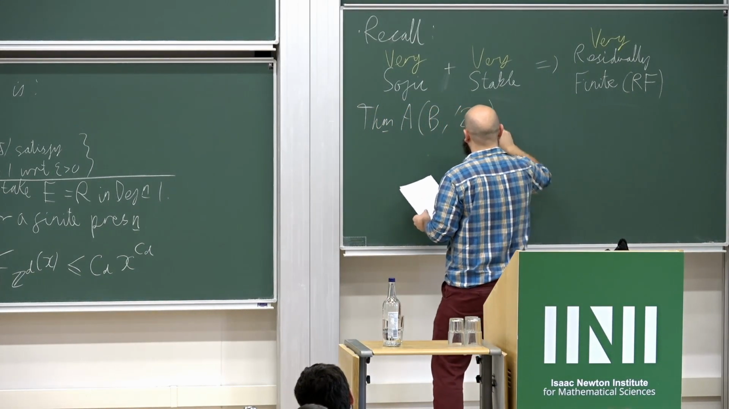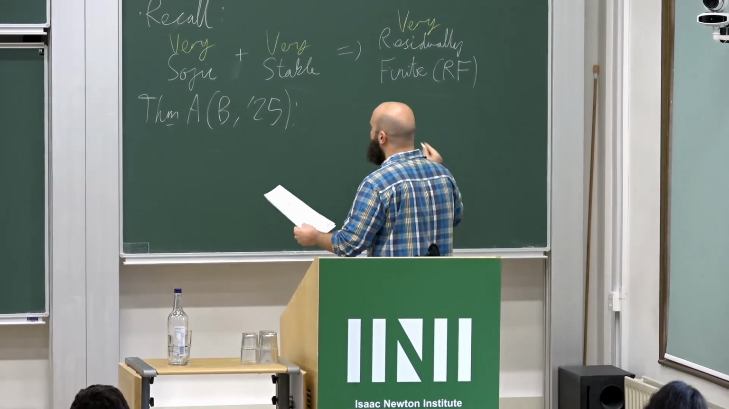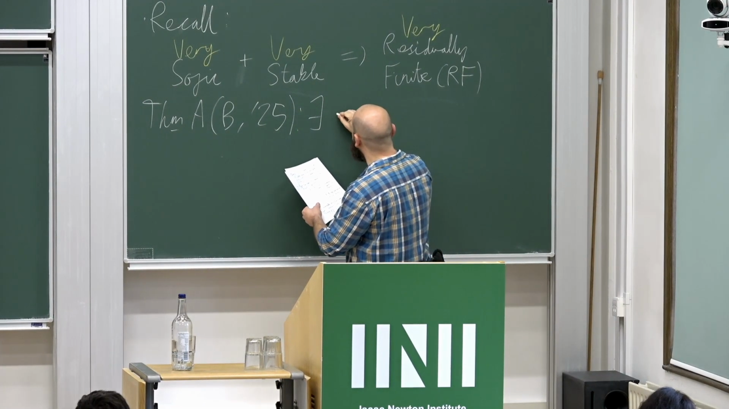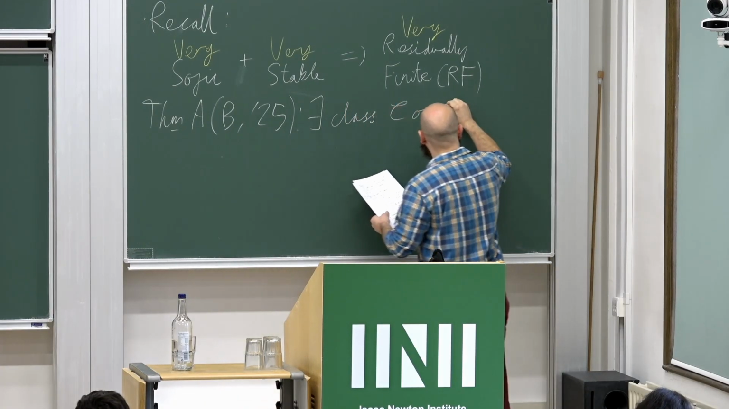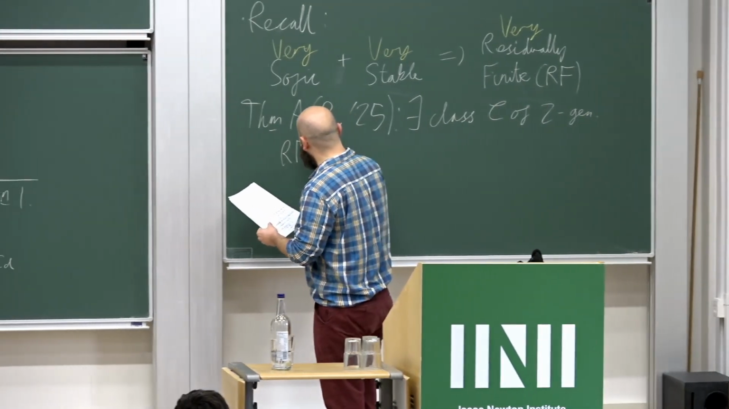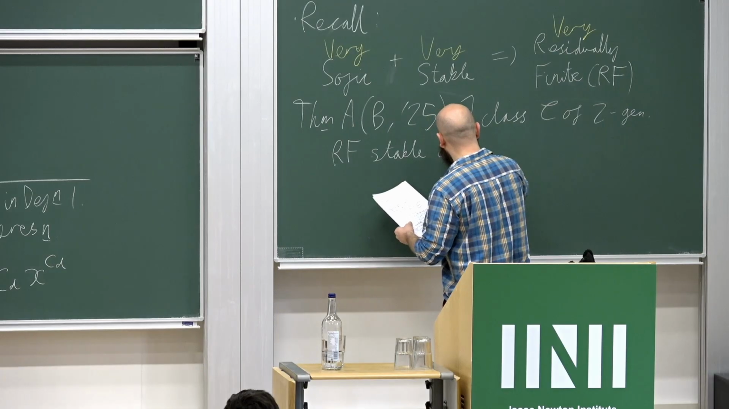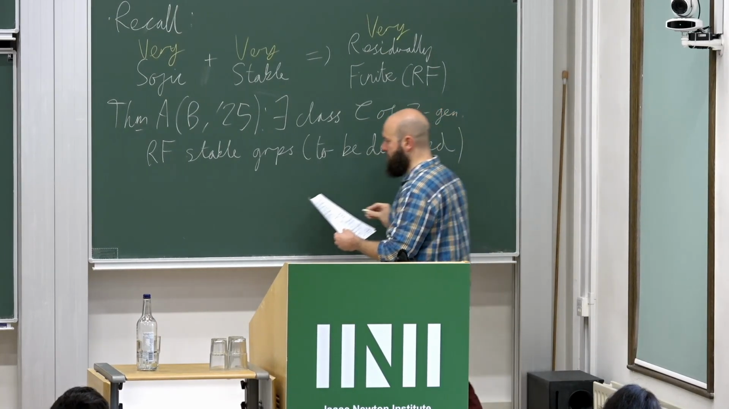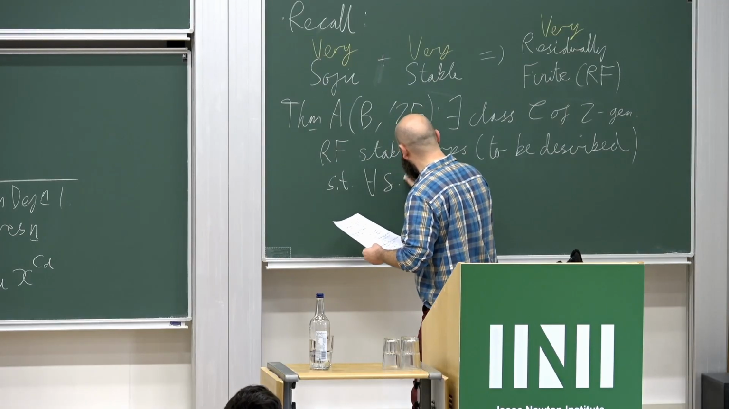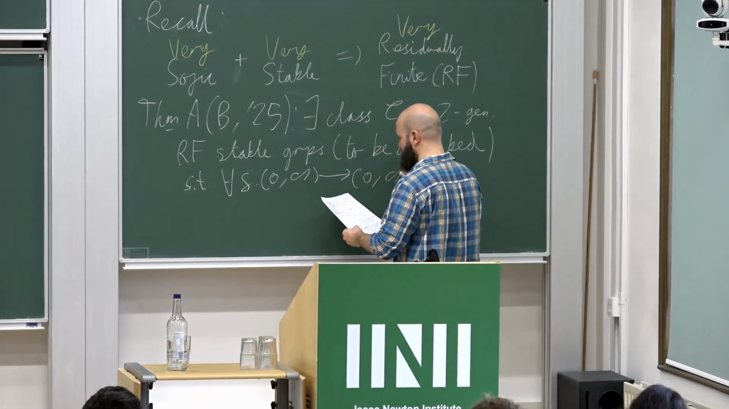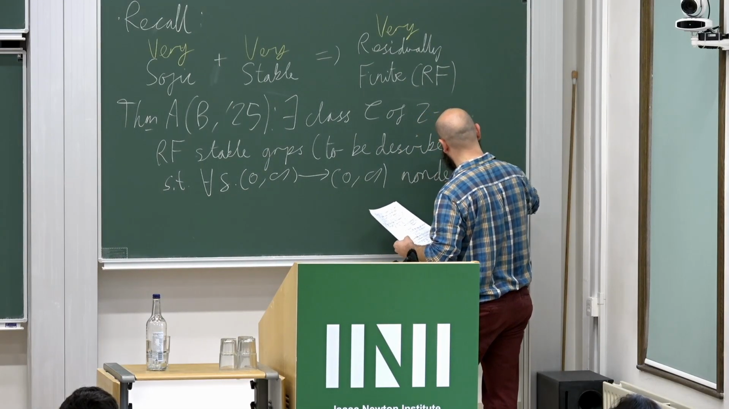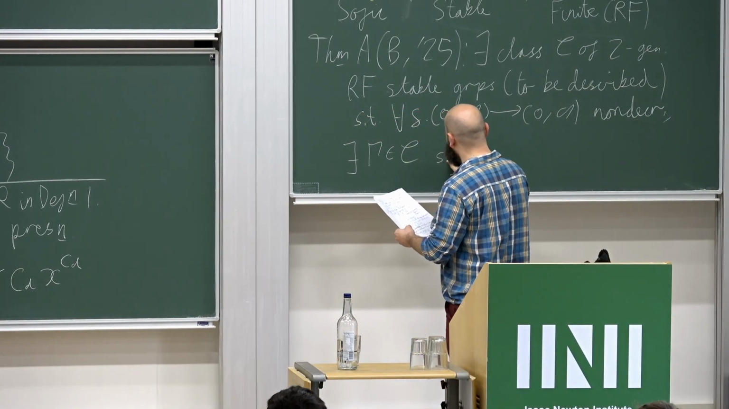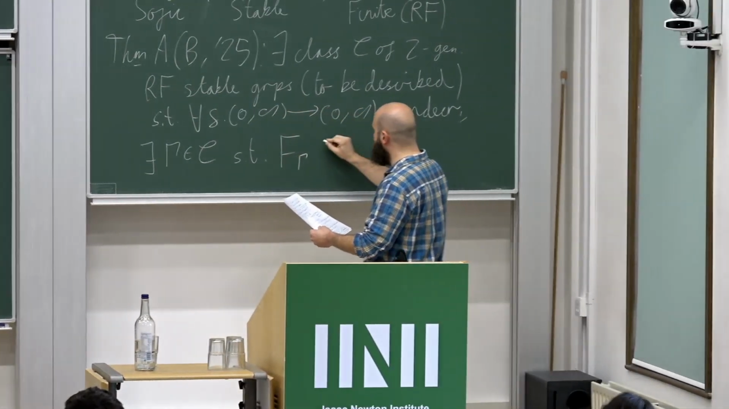which I'm hoping to put up on arXiv at the end of term. So I'll state it like this for now because I want to refer to the same class of groups several times in several different results. So there exists a class of groups, C, of two-generated residually finite stable groups, to be described, such that for all non-decreasing functions f, there exists a group gamma in my class C whose stability growth function dominates f.